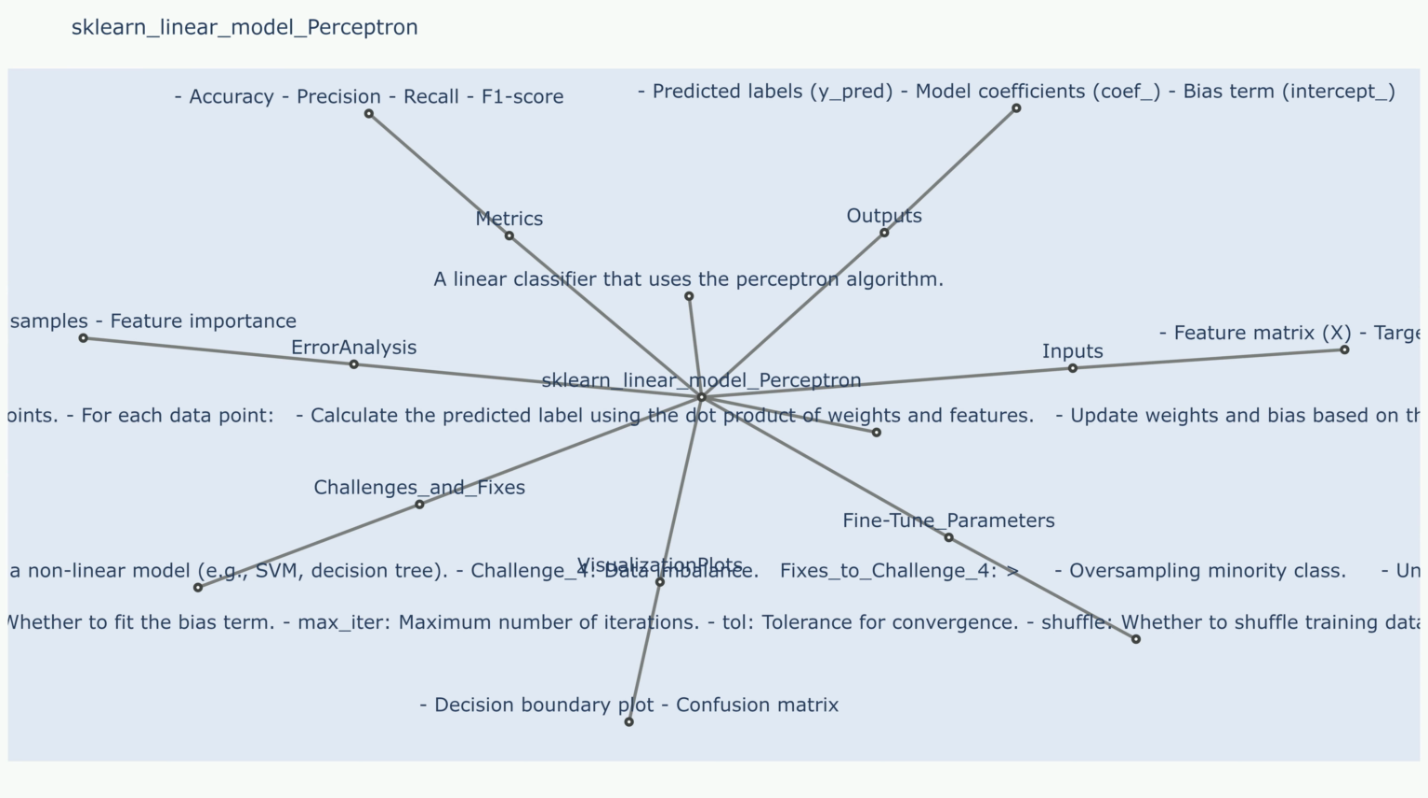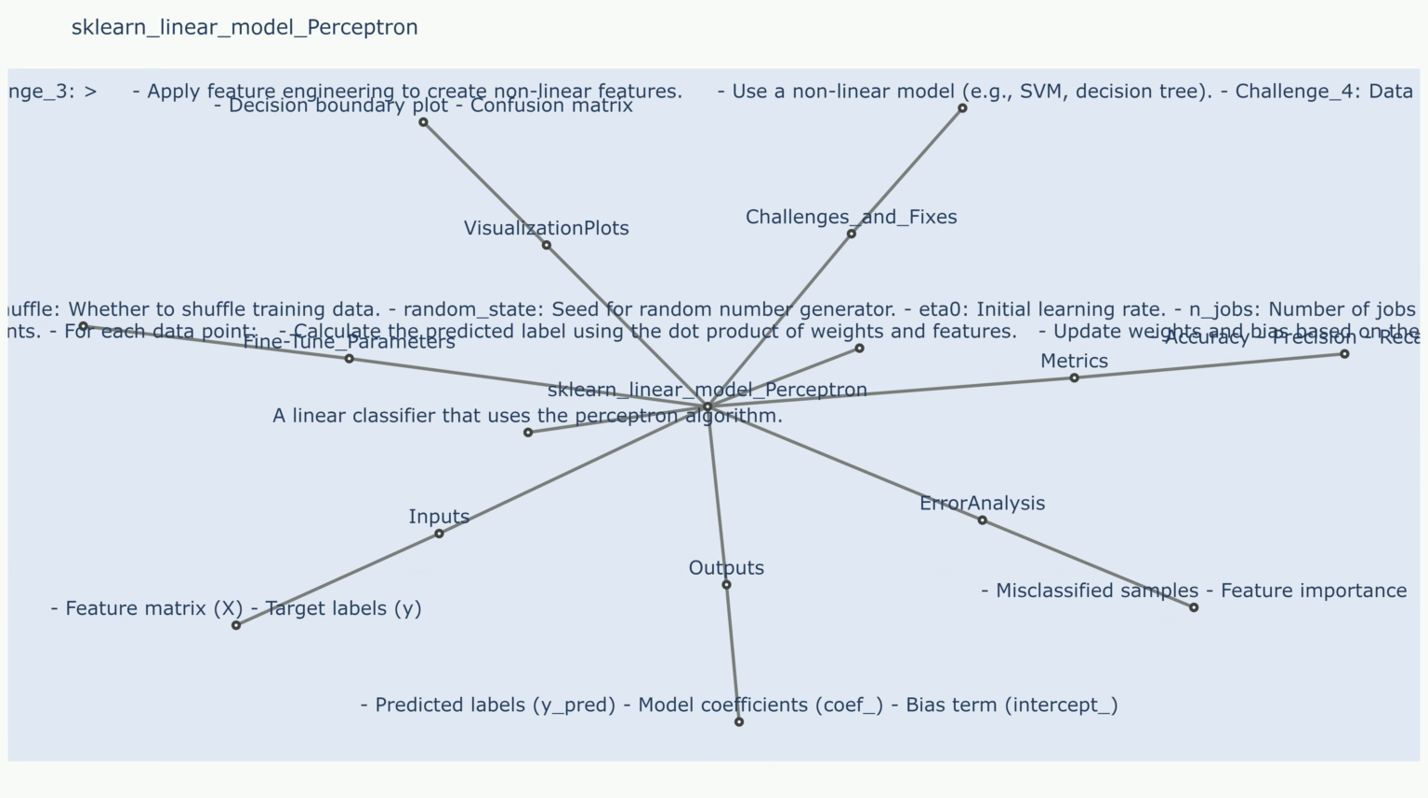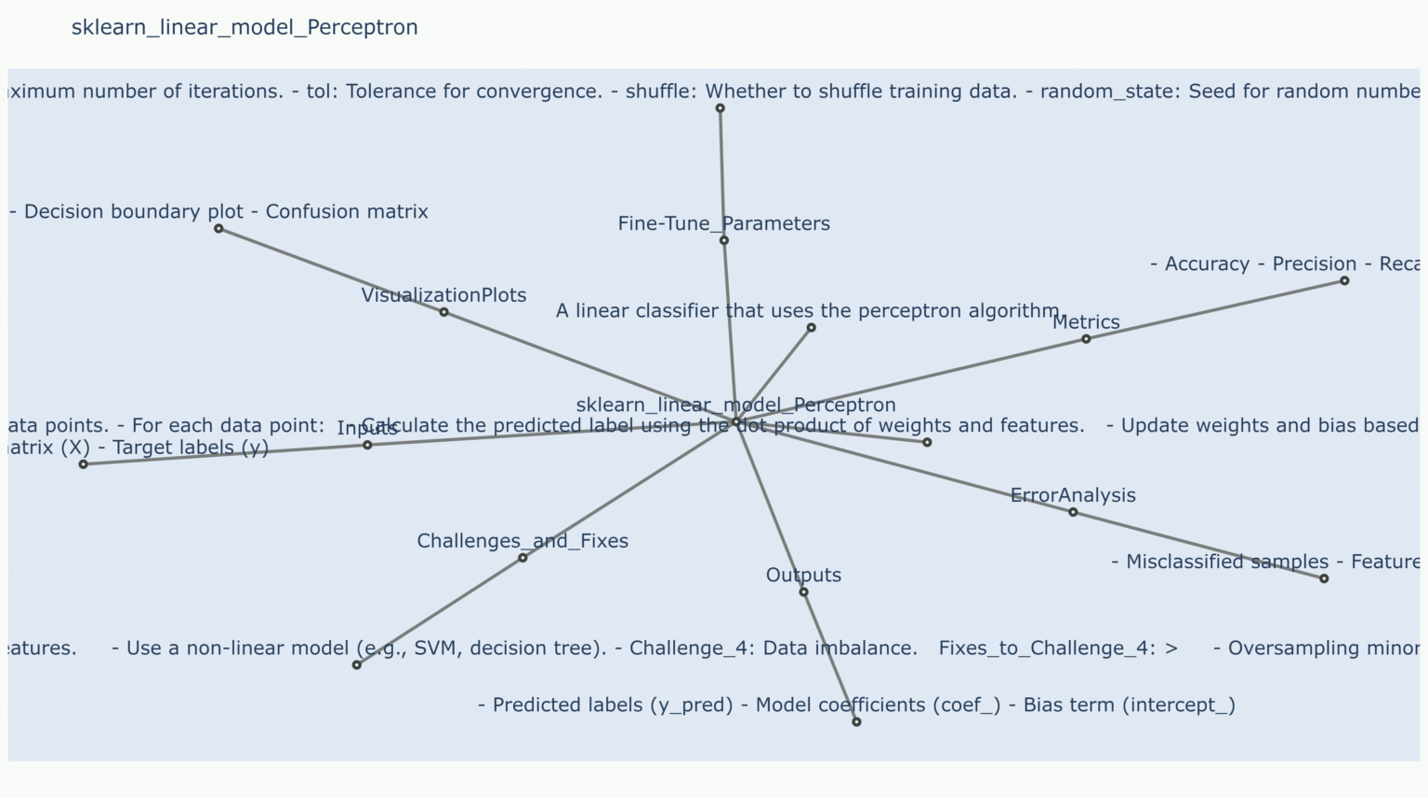Inputs. X: the training input samples. It should be a 2D array of shape n_samples, n_features, where n_samples is the number of samples and n_features is the number of features. Y: the target values. It should be a 1D array of shape n_samples, where n_samples is the number of samples. The values in Y should be either 1 or -1, representing the two classes.